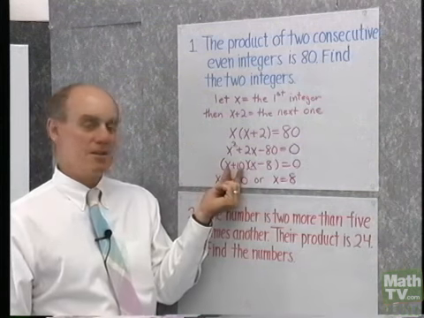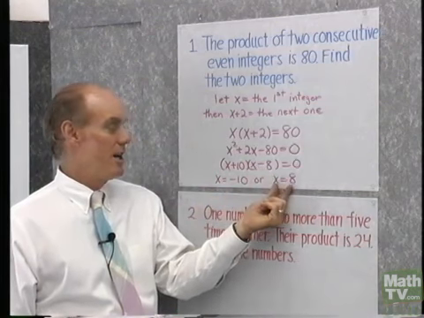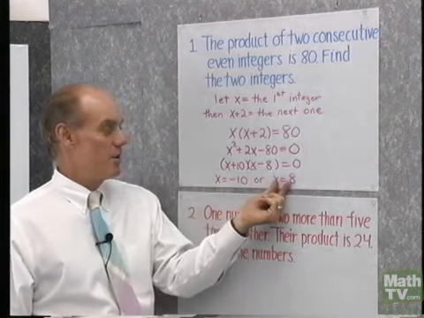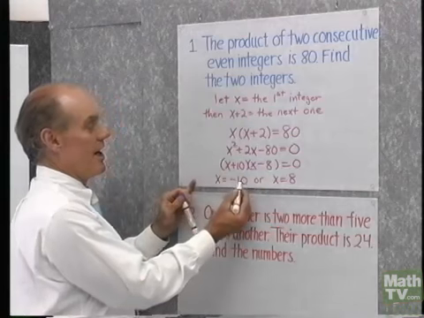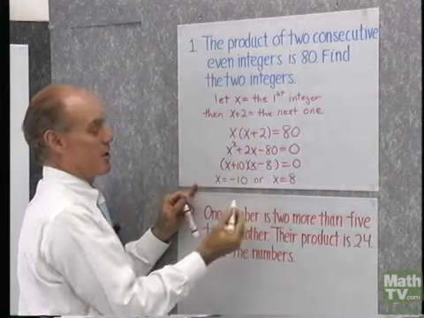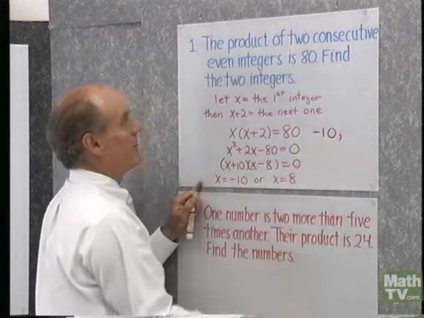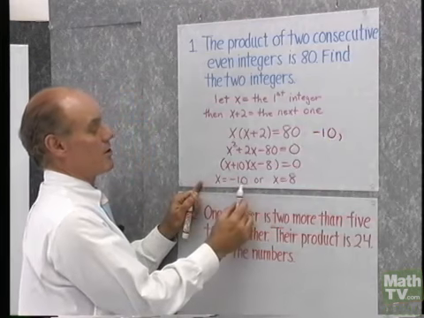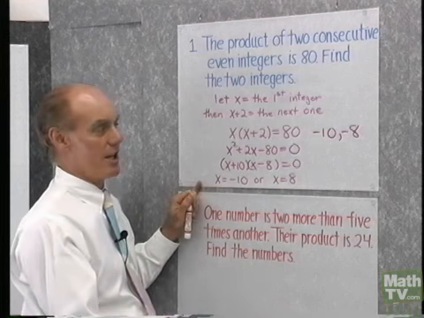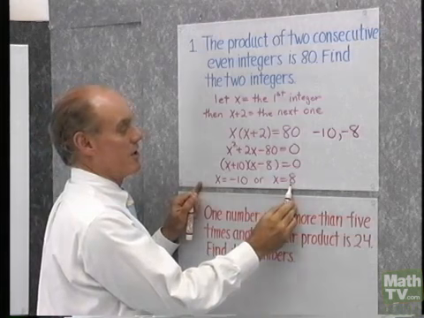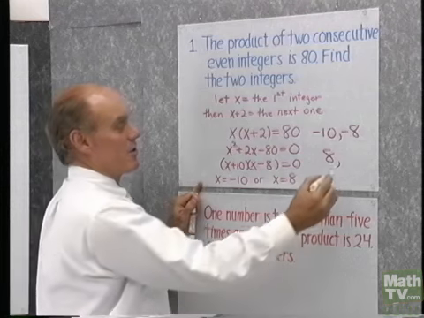When I set this factor equal to 0, I get x equal negative 10. When I set this factor equal to 0, I get x equal 8. Now, x equal negative 10 and x equal 8 are not the answers to this problem. The problem asks for two consecutive even integers. x is the first of the even integers. x plus 2 will be the second one. So if my first integer is negative 10, then the next consecutive integer after that is going to be negative 8, the number that I get when I add 2 to negative 10. If my first consecutive integer is 8, then the next consecutive even integer after that is going to be 10.